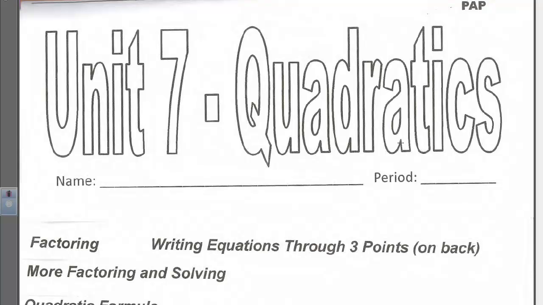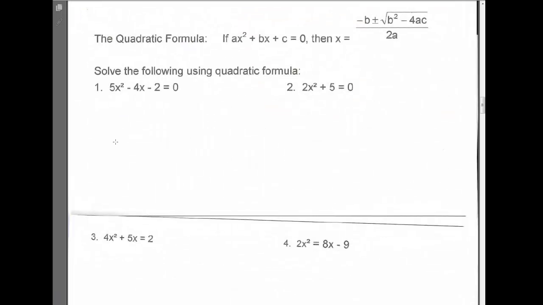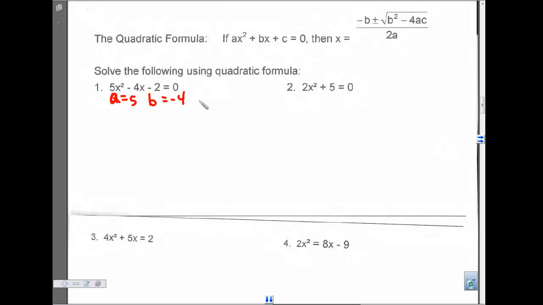We continue our quadratic unit with factoring and solving more quadratics. In this lesson, we are going to use the quadratic formula. We use the quadratic formula when other forms of factoring do not work for us. To begin, let's figure out what our A, B, and C are here. A is 5, B is -4, and C is -2.